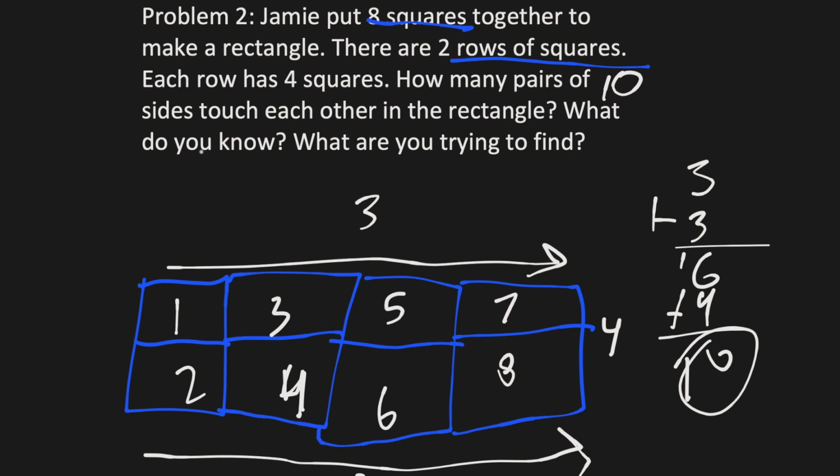What do you know? That there's 8 squares and there's 2 rows of squares, and each row has 4 squares. Wait, let me make that blue so it'll stand out more. Okay. And what are you trying to find? Oh, how many sides touch each other? So that's that. So let me write that: the number of touching sides.